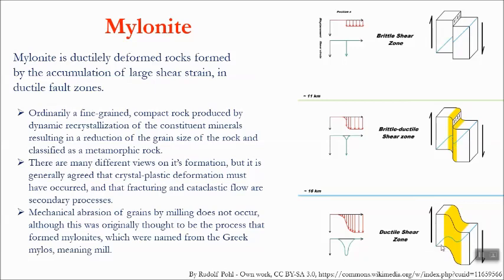And in the ductile shear zone, we see that the blue line is continuous. There is no breakage in the blue line, so there is no brittle deformation here. But this has undergone plastic deformation, so there is folding here, but no faulting. It was initially believed that these mylonites were formed because of the milling of the rock. Milling means we have crushed the rock, but later it was seen that there is no milling associated with the mylonite, although the term originally comes from the Greek term for mill.